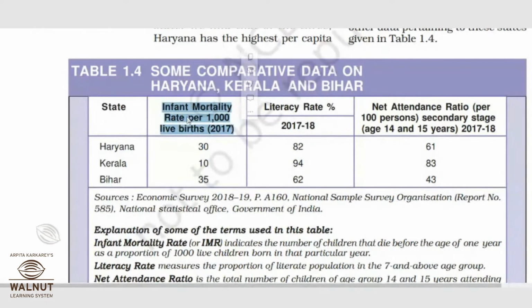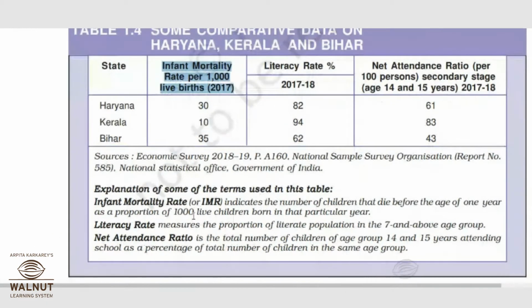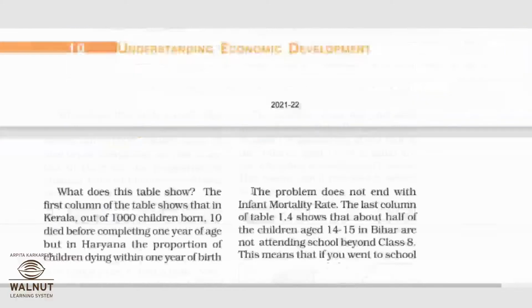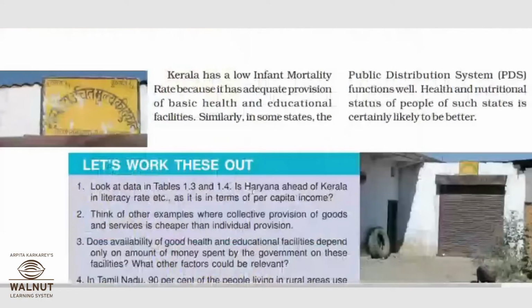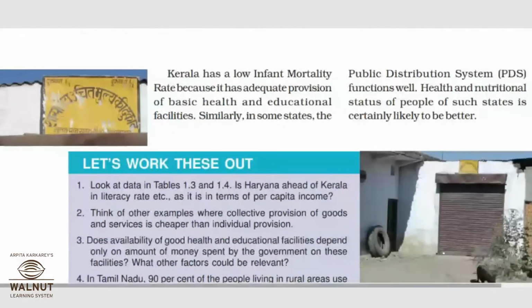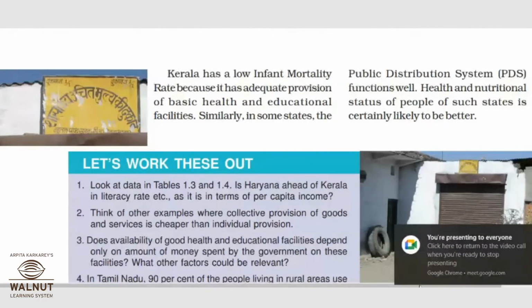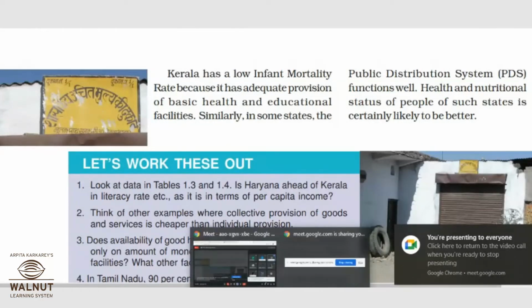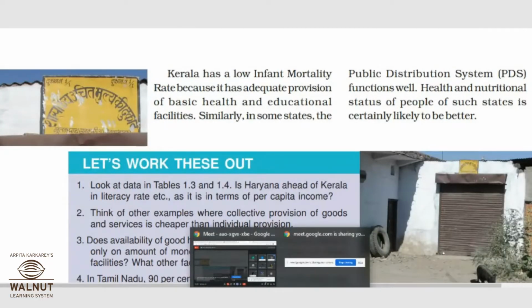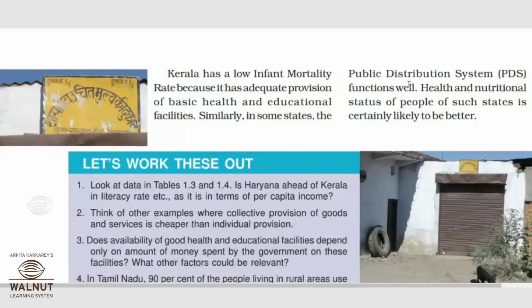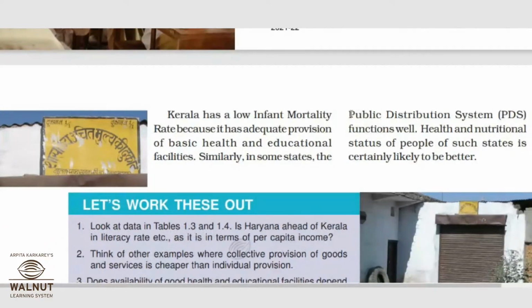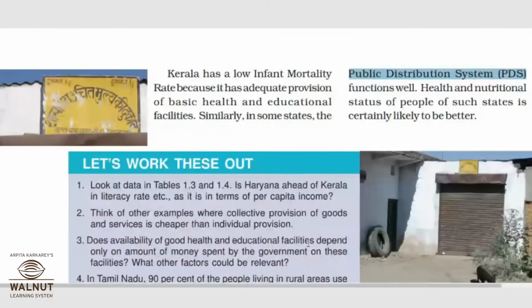Now we'll see what should be there if this has to go up. Sorry, the mortality rate has to go down and the life expectancy rate has to go up. Okay, so see here, who will read now? Kerala has a low infant mortality rate because it has adequate provisions of basic health and educational facilities. Similarly, in some states, the public distribution system functions well. Health and nutritional status of people of such states is certainly likely to be better.